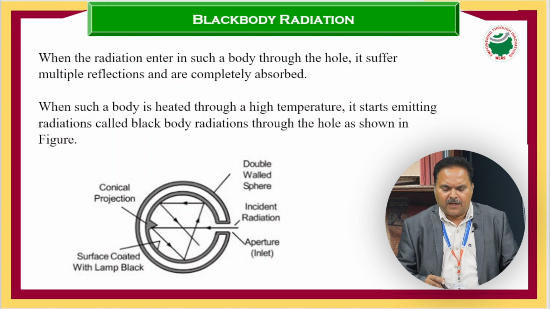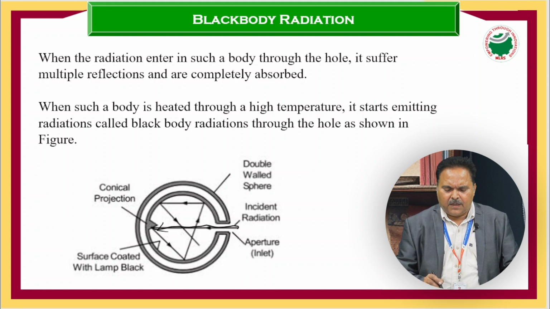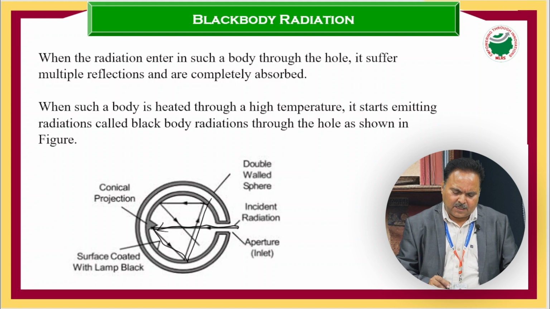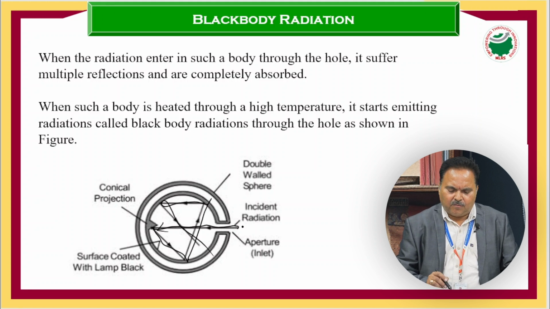This is what we call the Ferry black body. When a ray enters this black body through the small hole, it undergoes different reflections, going like this, like this, like this. Whenever the reflection occurs, some of the energy is absorbed by the body. Finally it is absorbed totally, so no radiation is reflected back. All the radiation incident on that material is absorbed. So this material we call a black body. Okay, this is the Ferry black body.